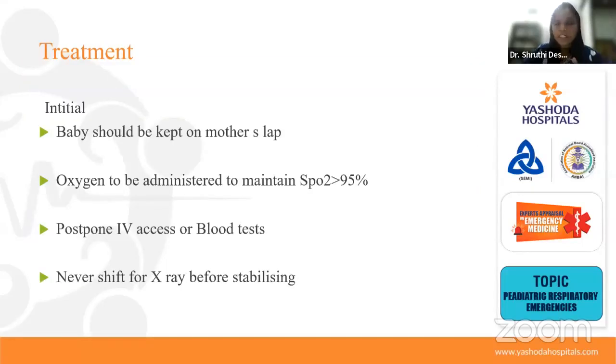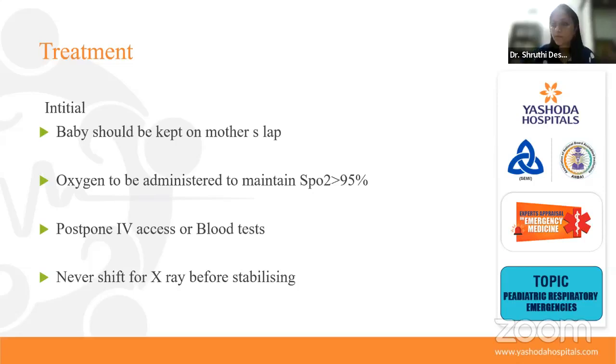The initial treatment is that the child should be kept on the mother's lap. There should not be any painful stimulus to the child. Try to avoid putting in IV cannulas, drawing blood tests, or shifting the child to X-ray, because if you do that and the child cries, it will worsen the situation. The upper airway obstruction will be worsened. Hence, all this should be avoided.